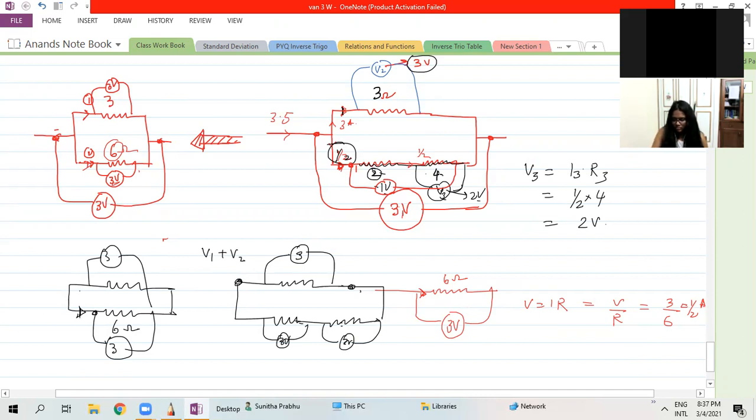Okay, so when you're zooming into the parallel block, and you have a limb that contains series resistance, then you have to find the current once again in the limb. Once you find the current in the limb, then your job is done. You can multiply that current with the resistance and you can find V3.